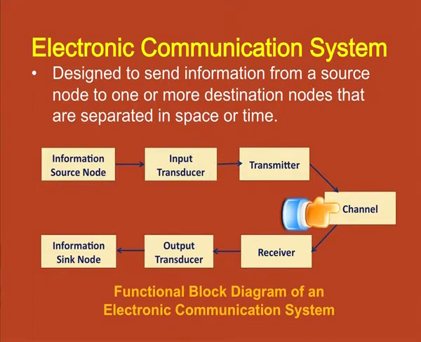Channel is the physical medium which connects the source node and destination node. The receiver's job is to get the signal from the channel and take a decision by extracting the message from the information signal. The output transducer converts the electrical output of the receiver into a message signal which is useful to the destination node. In the subsequent slides, we are going to describe the functionalities of each of these subsystems in detail.